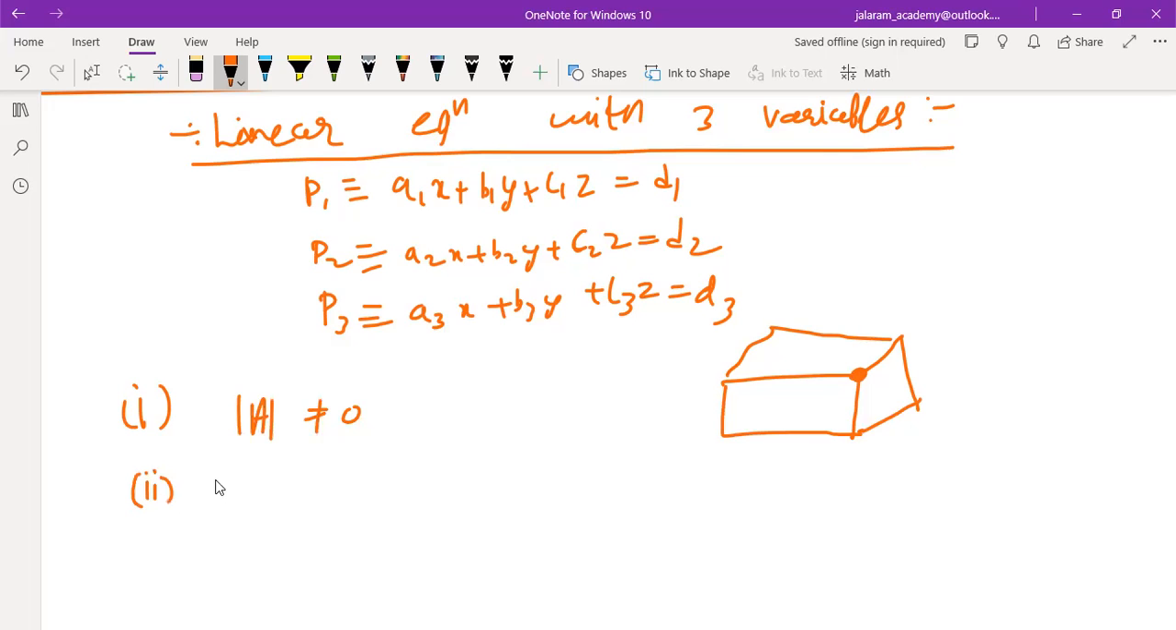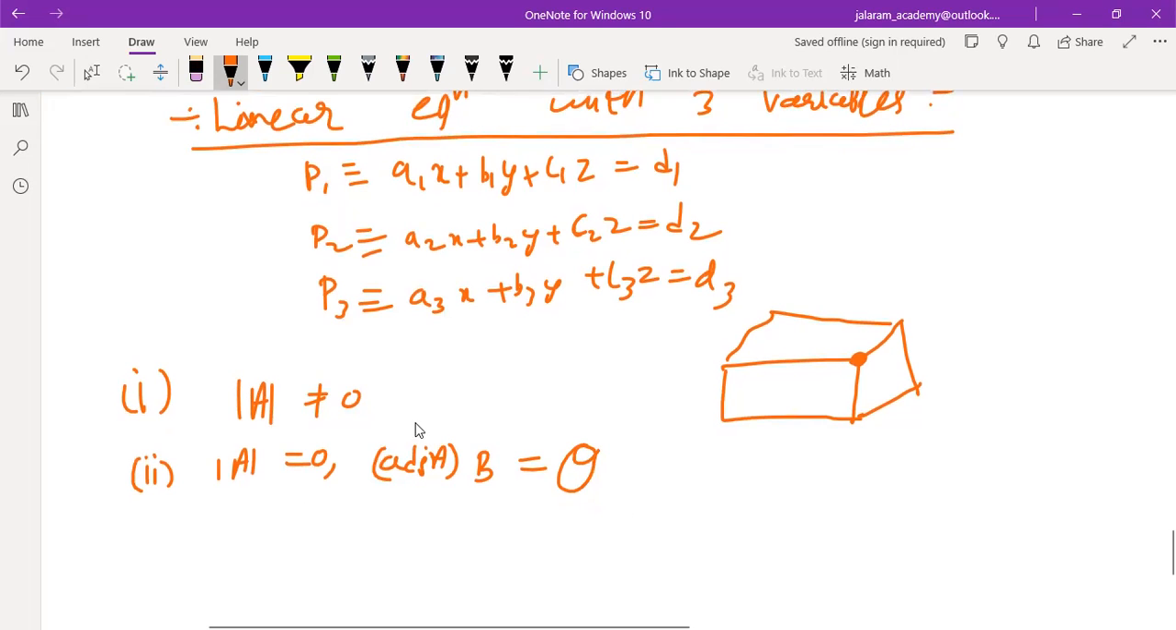In the second case, when the determinant of A equals 0 and adjoint of A into B is a null matrix, infinitely many solutions exist. This is not theta, this is O. The unique solution case is the same as in two variables, only the geometrical interpretations are different. Planes are intersecting at a point like the corner of our room, we can say the vertex of our room.